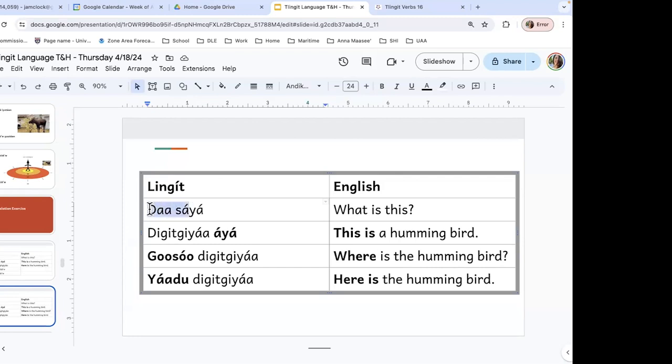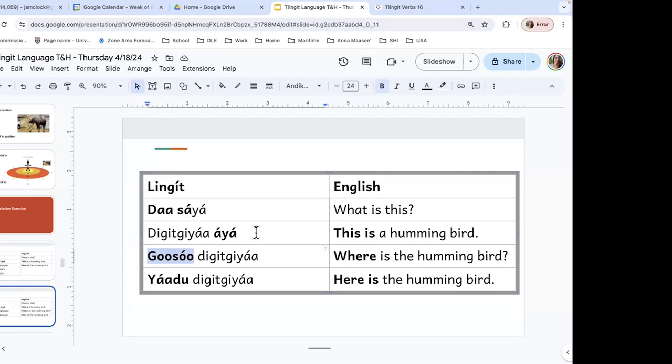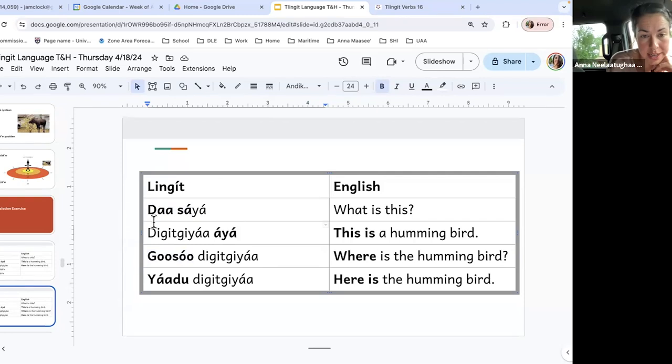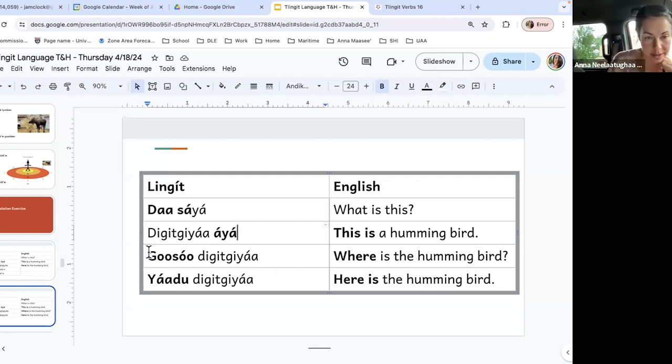So this dasa lets us know it's a what question, and the gusu lets us know it's a where question. But these go together. Dasaya, the answer should be digitkiya aya. So let's practice that. I'll ask dasaya, and you all say digitkiya aya. Dasaya. Yeah, that's a conversation. Those two lines go together. And the other question, I'll ask gusu digitkiya, and you all will say ya do digitkiya. Gusu digitkiya.